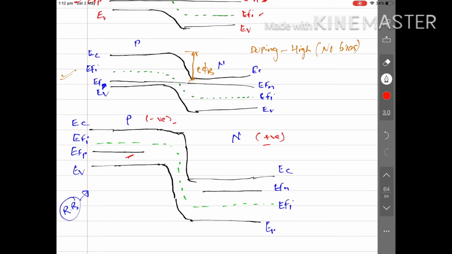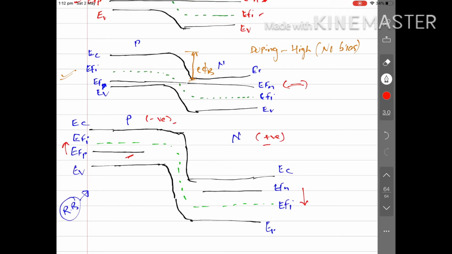So here you can see that earlier when there is no biasing, both the Fermi levels were lying at the same point, but once we connect it to the reverse bias, P is connected to the negative terminal, which is giving more electrons, as a result the overall P region shifted upward, and N is connected to the positive terminal. That means it is taking electrons from the N region. So as a result, there is a deficiency of electrons. So the overall N region is going down. This is going up, right?